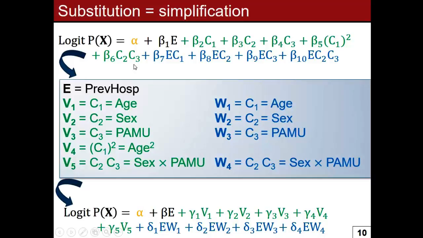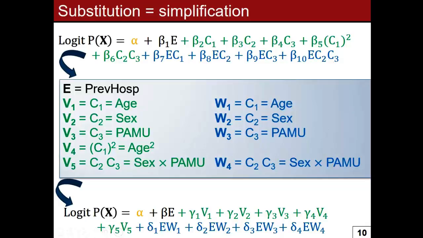We are going to replace all of these primary variables with their V and W equivalents, like this. Bam, done. So these C's, even C1 squared, just get replaced by V1 through 4. And I don't care what is inside of W1, 2, 3, 4, but we're going to swap them out and replace them like this. And E times C1 becomes E times W1, which is age. And E times W4 is E times C2 times C3, okay?